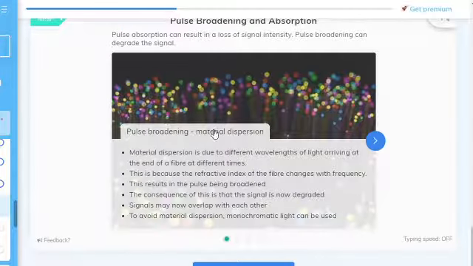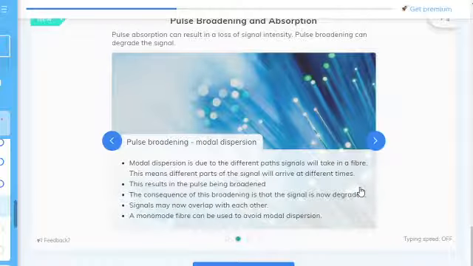Pulse broadening. Material dispersion. Material dispersion is due to different wavelengths of light arriving at the end of fibres at different times. This is because the refractive index of the fibres changes with frequency. This results in the pulse being broadened. The consequence is that the signal is now degraded. Signals may now overlap with each other, and to avoid material dispersion, monochromatic light could be used. Monochromatic means the same wavelength.